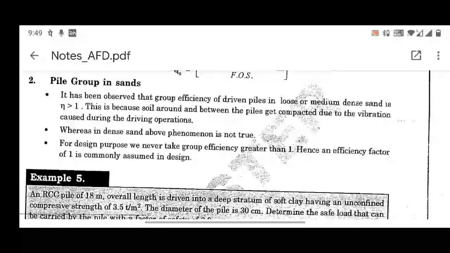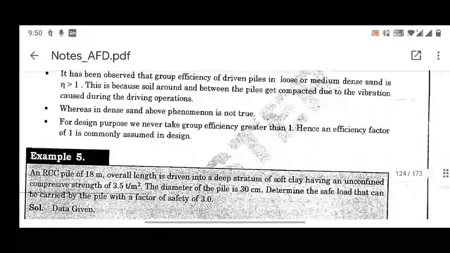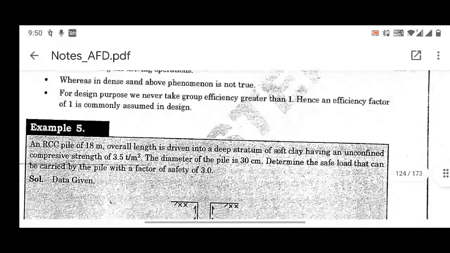For design purposes, we never take group efficiency greater than 1. Hence, an efficiency factor of 1 is commonly used in design, right? So for design purposes, please do note that you have to consider the efficiency factor equal to 1.